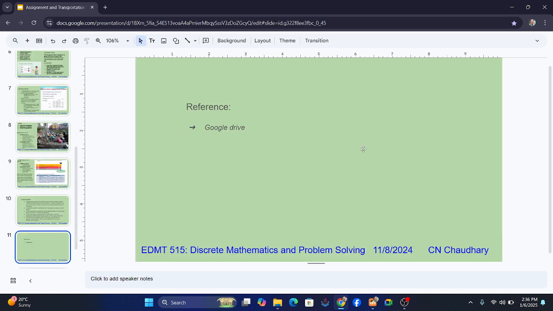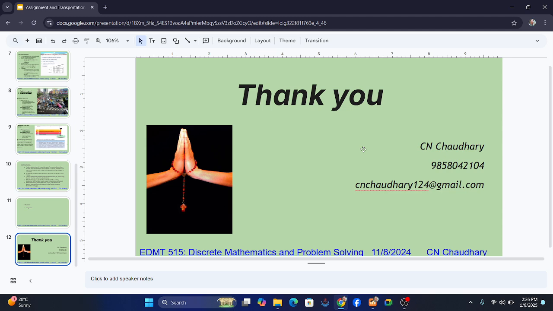Now, here I have included references, that is, different definitions as well as pictorial visualizations from Google Drive.